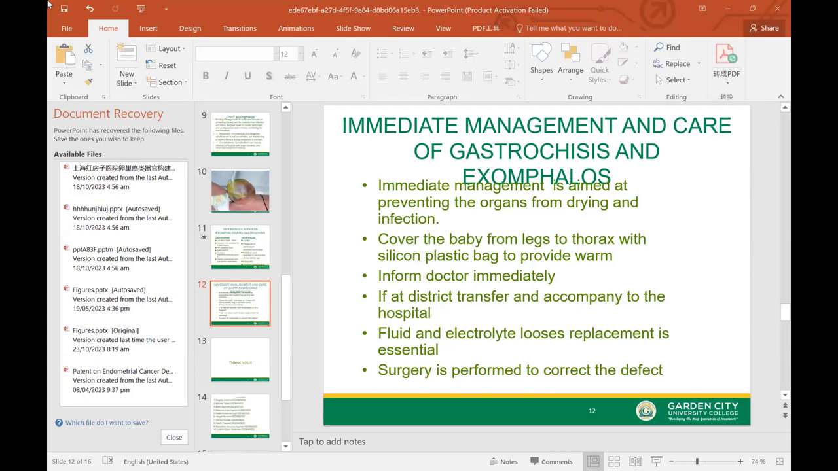Then the gastroschisis. That one, you have to put the organs, the intestines, in a plastic bag and hang it. So everything will be going back into the abdomen slowly, daily. When everything is gone, they will do the surgical procedure and close it. So with the exomphalos and the gastroschisis, the management is different. Thank you.